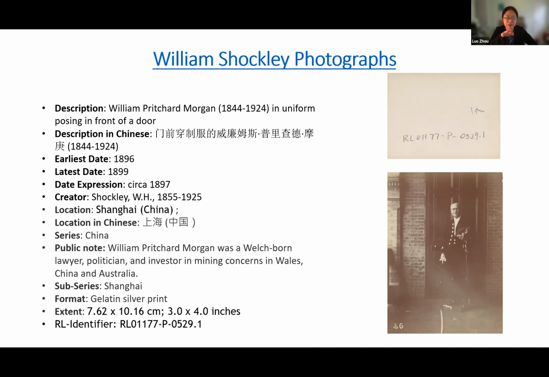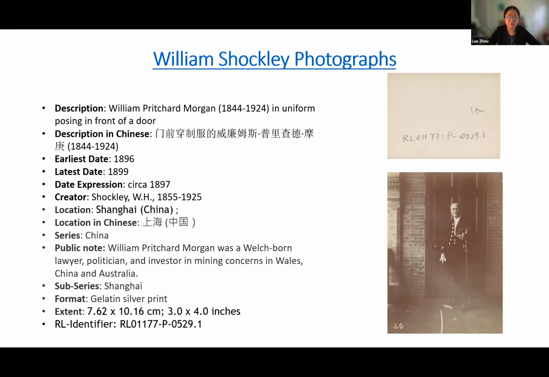Okay, so you also see something different here, a public note. I explained that this person, Mr. Morgan, is his boss. He is a person who has a company in the UK that became a global company, and he hired Shockley to come to China to do surveys in order to negotiate with the Qing government some kind of deal to do mining activities in Qing China. So we think it's important for users later on when they come to use this collection, whether in this format or in the digital format, to know something about this important person.